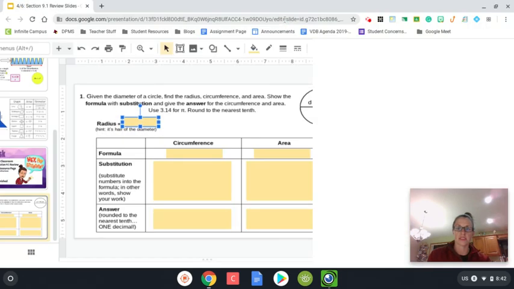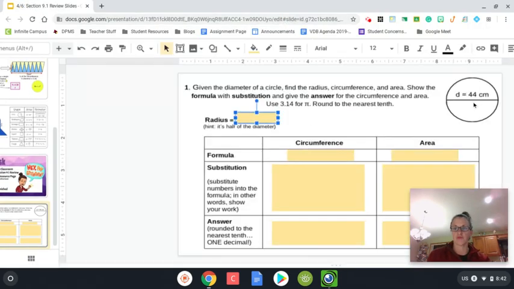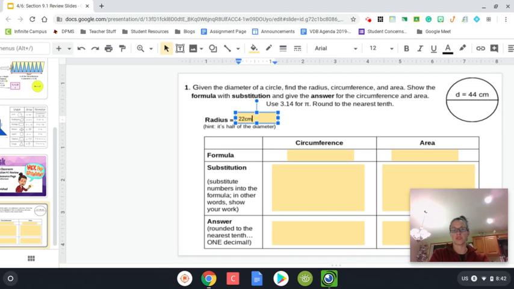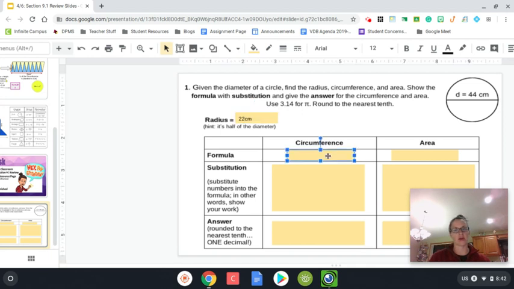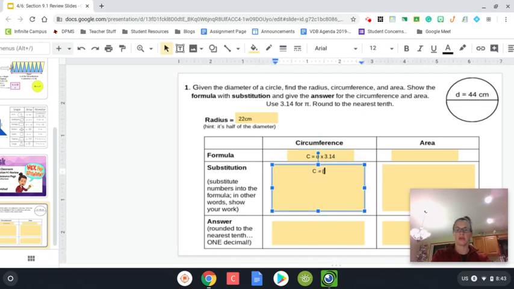So in this case, if the diameter is 44, the radius is half the diameter, 44 divided by 2 would be 22 centimeters. And then I can get in and start talking about circumference equals diameter times 3.14 or pi. And then I could show my substitution, 44 times 3.14, and I can start showing my math to solve it.